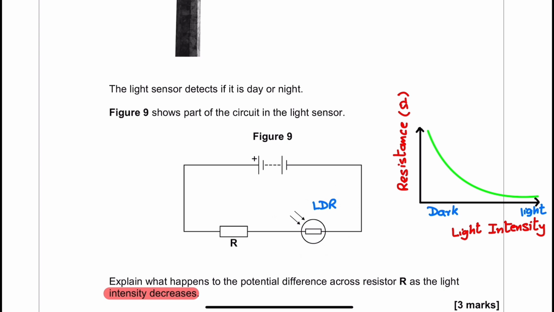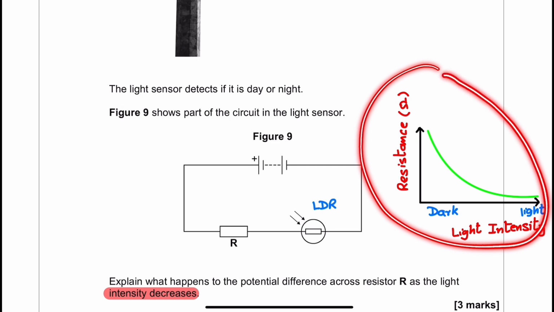The question is, explain what happens to the potential difference across the resistor R as the light intensity decreases. It means that as the light intensity decreases, we know that the resistance is increasing. Let's see the model answer, and we need to use this graph. This will help us to understand the question.